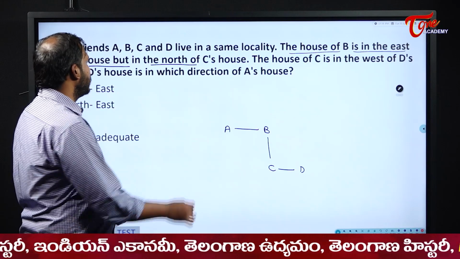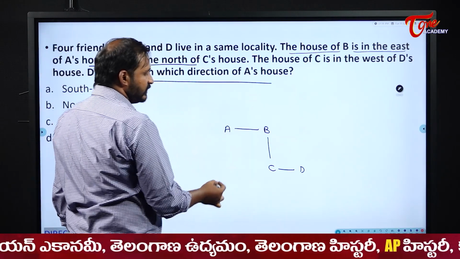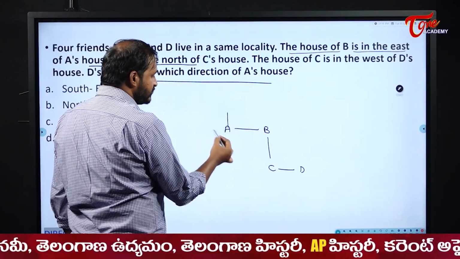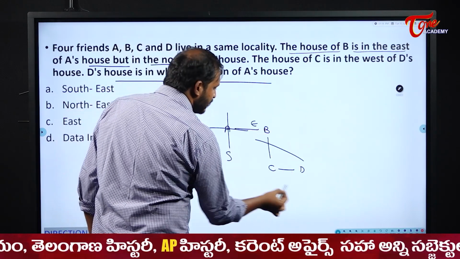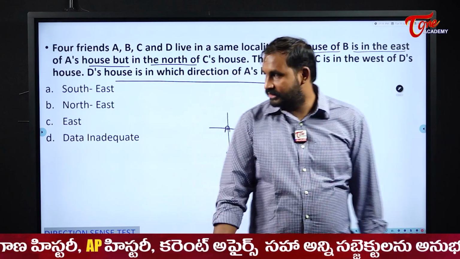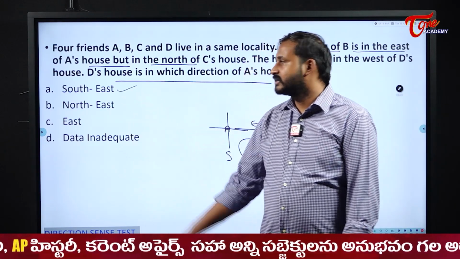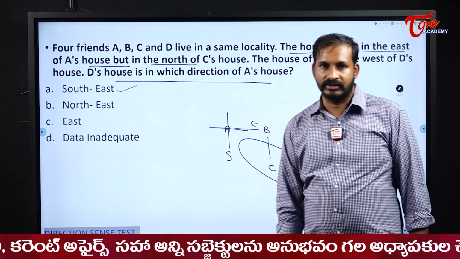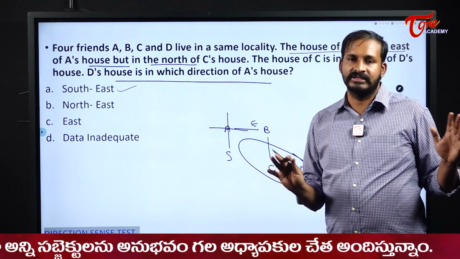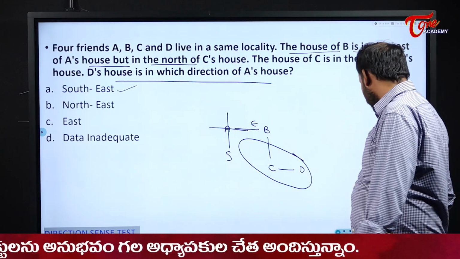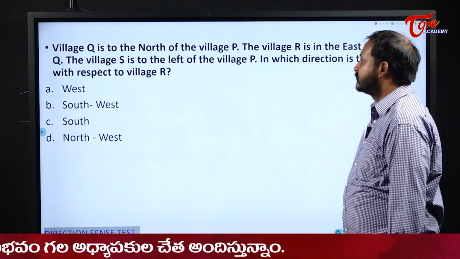D's house is in which direction of A's house? From A's house, D's house is in which direction? This is east and this is south. So, this entirely becomes what? Southeast. So, my answer here becomes southeast. Understood? Just read the question and try to locate the persons, that is enough. Very easy concept. Next one.